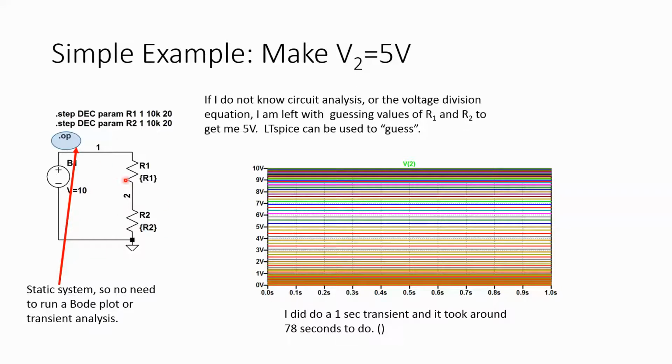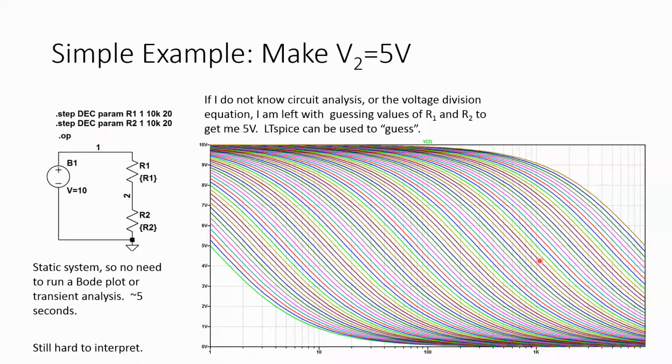Because I see no capacitors or inductors, I can do a .op or a DC simulation. Already knowing the difference between static and dynamic can make my life a lot easier, even when using LTspice. This simulation took even less than 5 seconds, and it swept R1 here, R2 you can't see, but if you drew a line through here, right across here are your pairs of resistances that will give you the 5 volts. Still kind of a lot to wade through. Even imagine if you had to build this circuit, right? It'd be kind of hard.